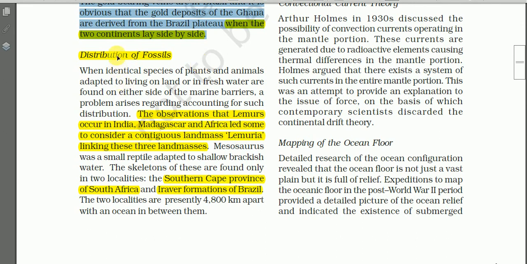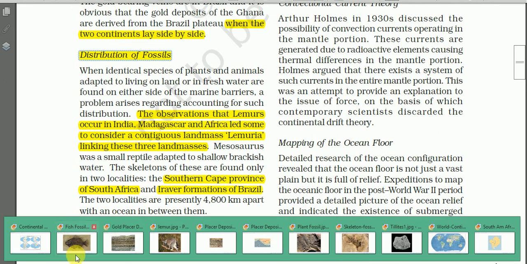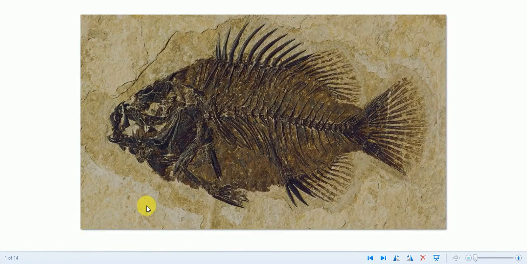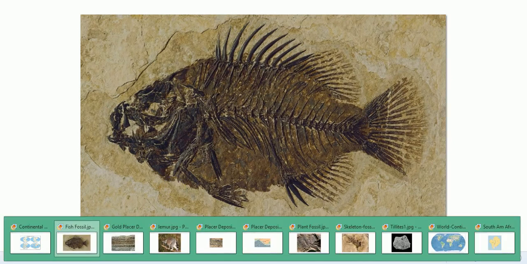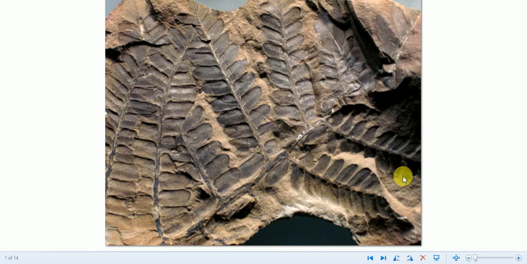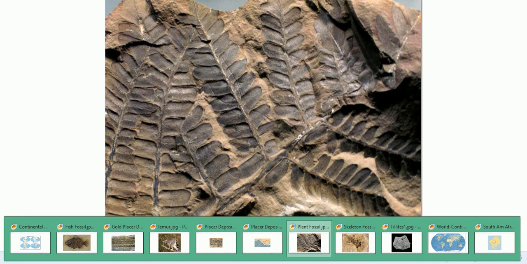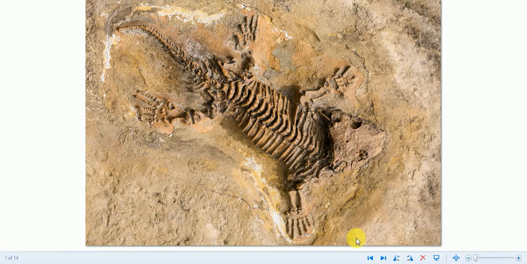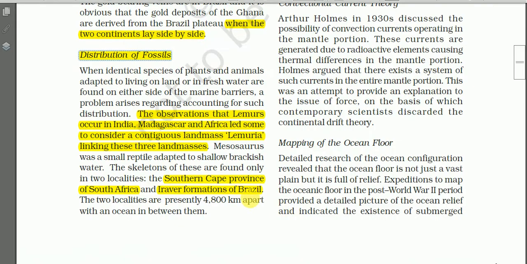So the last evidence is the distribution of fossils. I think all of you are very much familiar with fossils. Let me show you some photographs. See here, this is a fossil of a fish. Then here we have another fossil. This is a fossil of a plant leaf, okay. And this is a fossil of a reptile, okay. So fossils. Now let us read.